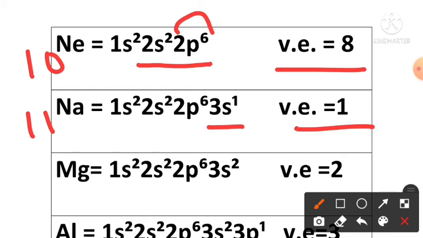Now next element, magnesium. Z of magnesium is 12. So we write its electronic configuration: 1s2, 2s2, 2p6 and 3s2. Now we know that its outermost shell is 3s2, and the number of electrons present in this shell is 2. So valence electron is also 2.